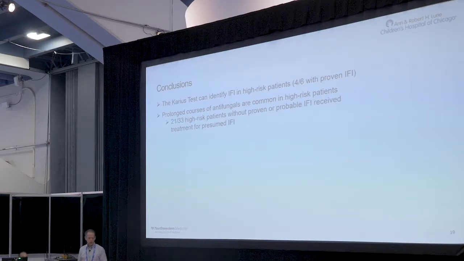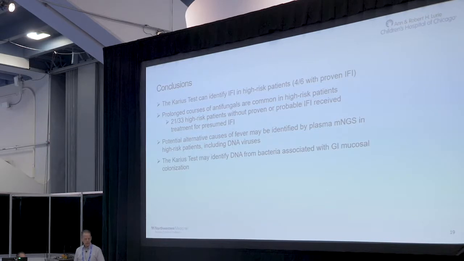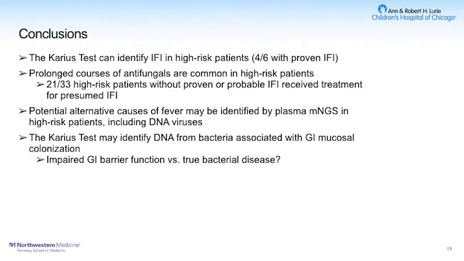I mentioned 21 out of 33 high-risk patients without proven or probable disease were treated with a prolonged course of antifungals. I did not highlight it in a lot of detail, but this testing can identify other alternative sources of fever in these patients, and you'll hear some more cases of that from our next speakers. We also identified some patients who had presumed mucosal translocation, so that's something to keep in mind when you get polymicrobial results from this test. We don't know whether this represents impaired barrier function or true disease, but we suspect the former.